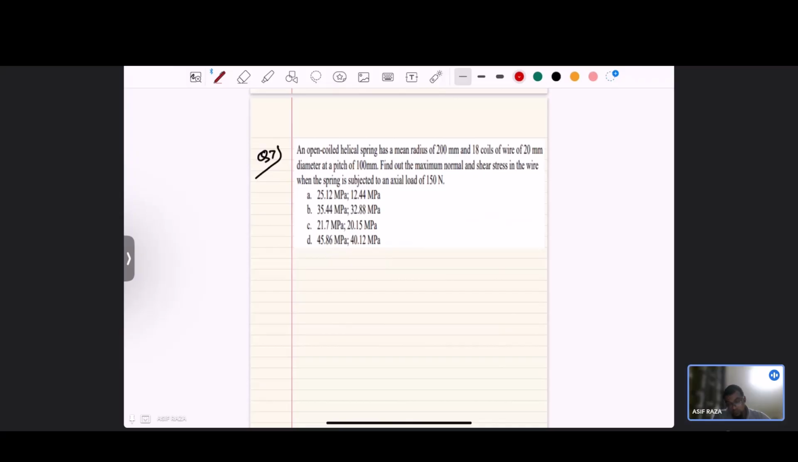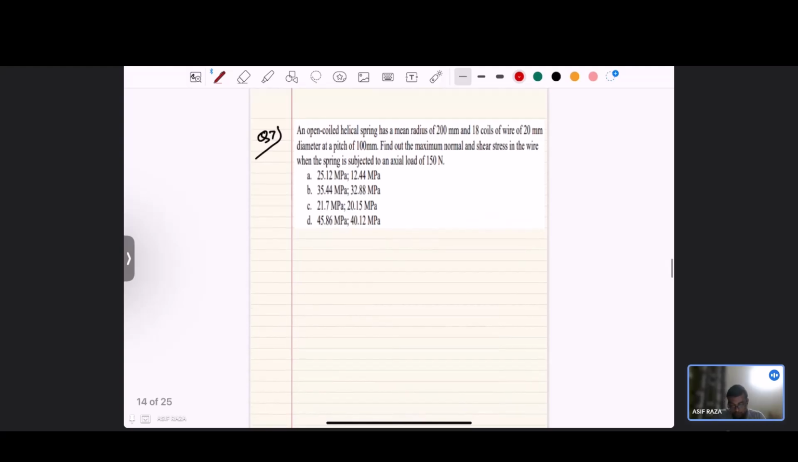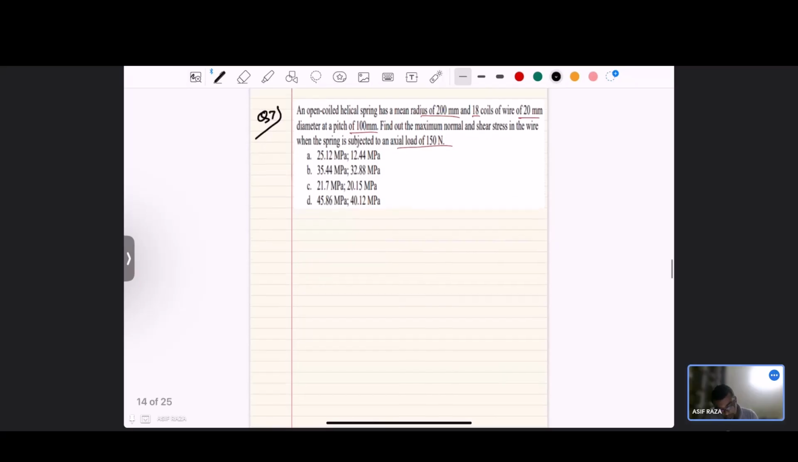So this coming question is a bit lengthy one, so you guys need to check it out properly. So the question is, an open-coiled helical spring has a mean radius of 200 mm, 18 coils of wire 20 mm diameter at a pitch of 100 mm. Find out the maximum normal and shear stress in the wire when the spring is subjected to an axial load of 150 Newton. So first thing first, let us write what is given.